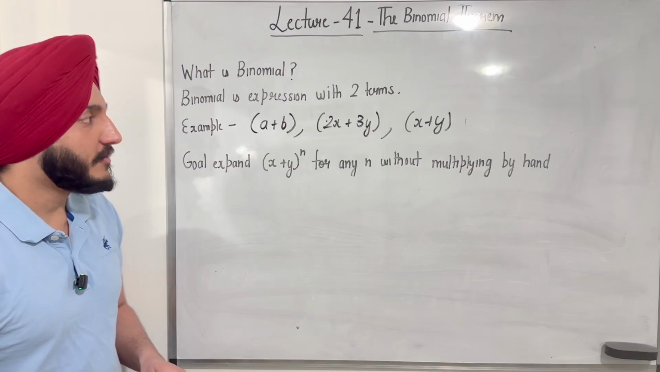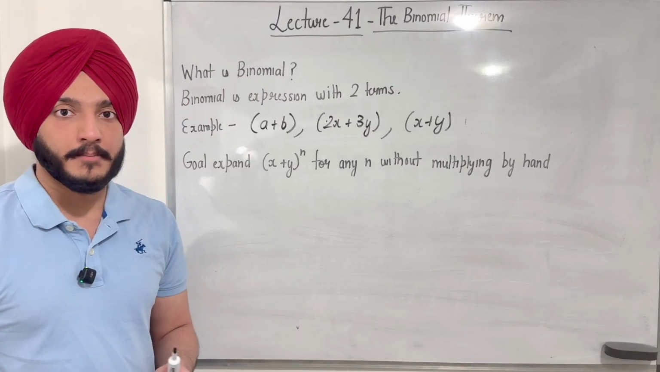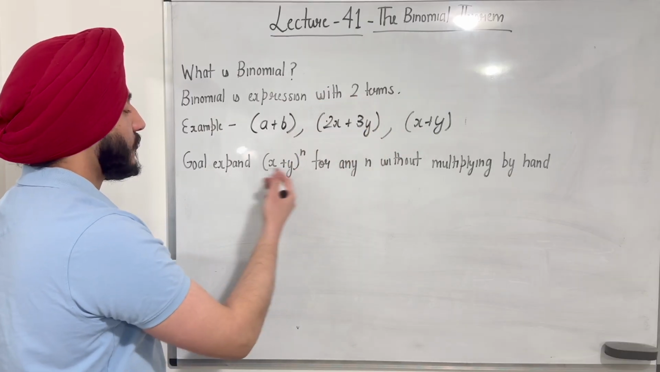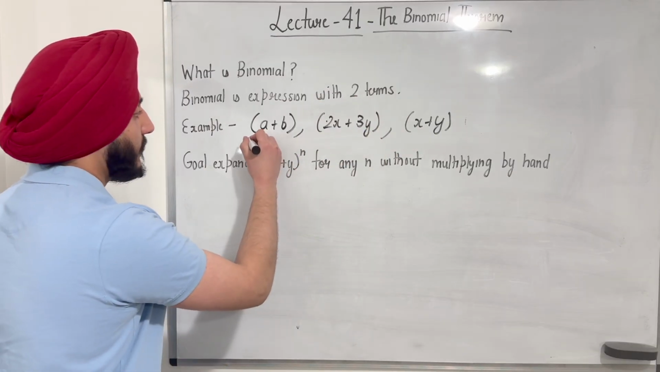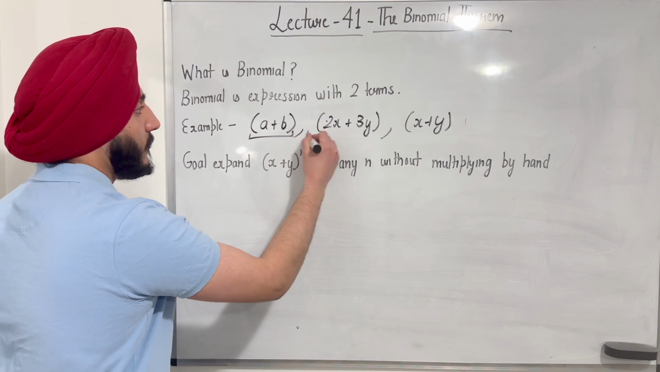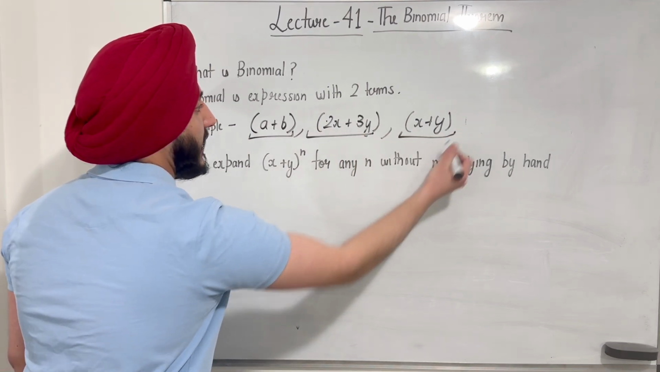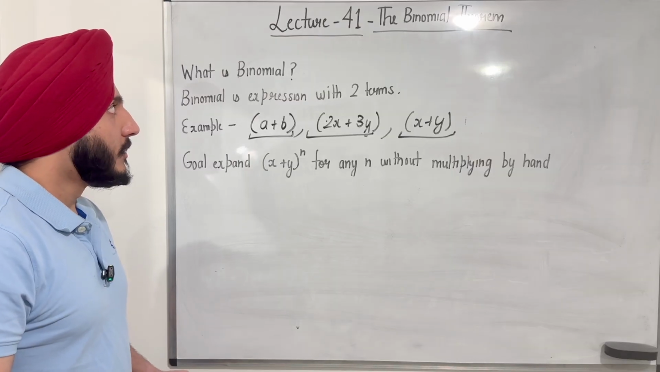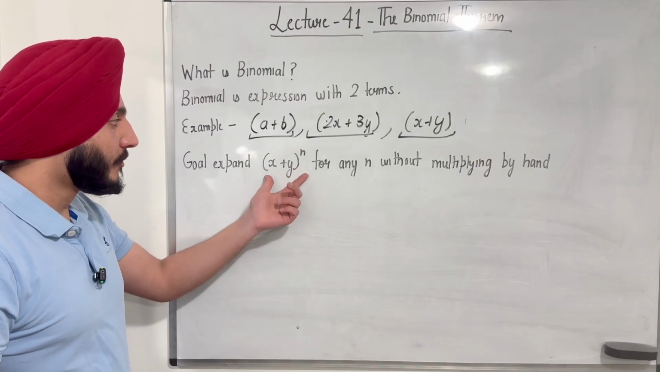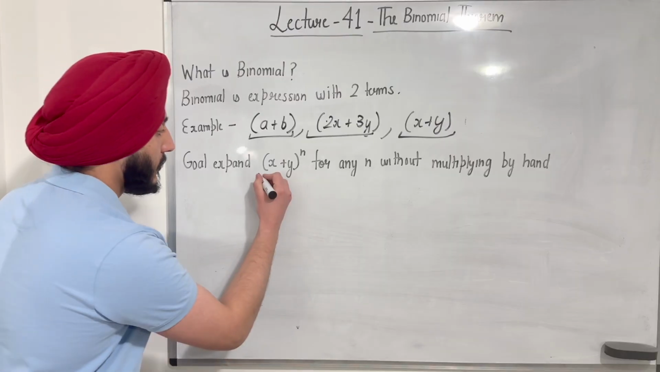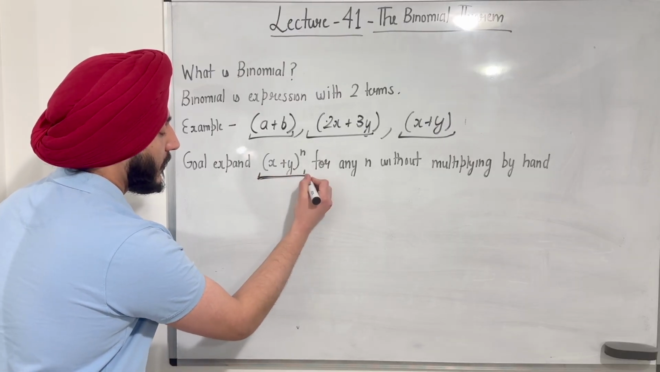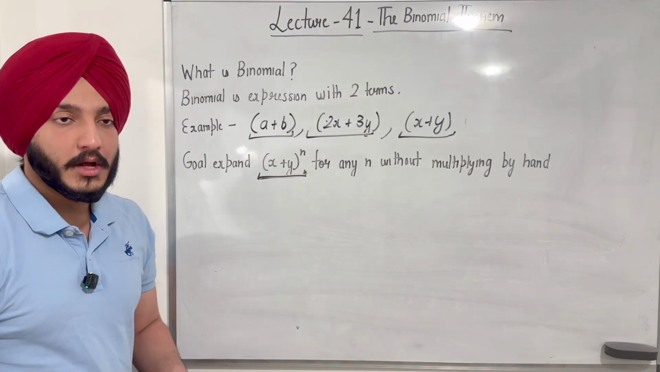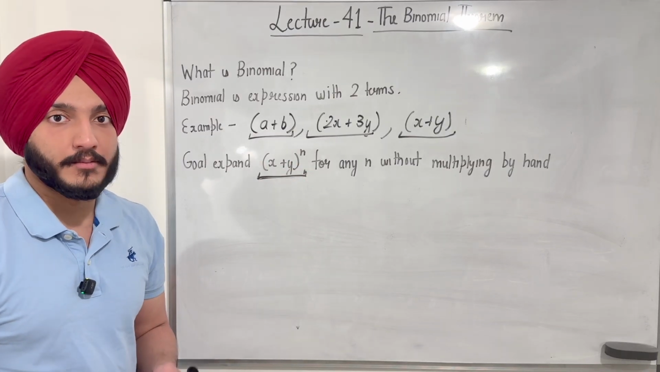Okay, so let's try to understand what a binomial is. The idea is that a binomial is just an expression with two terms. I've given three examples over here: a plus b, 2x plus 3y, and x plus y. Just a few examples. The binomial theorem is basically the theorem to expand this term. The idea is that for (x plus y) to the power of n, we find a general formula for it.